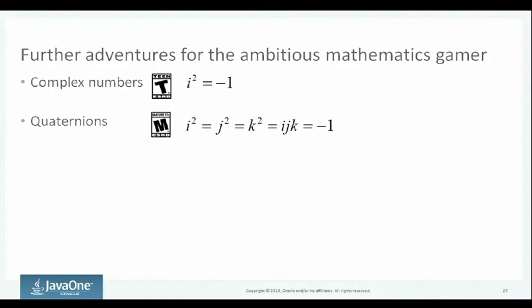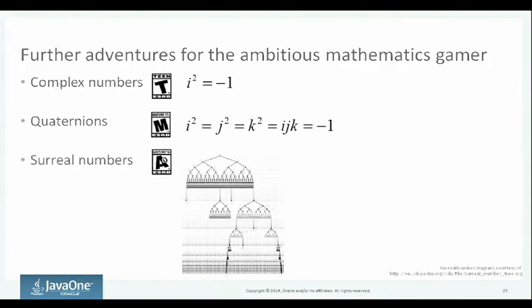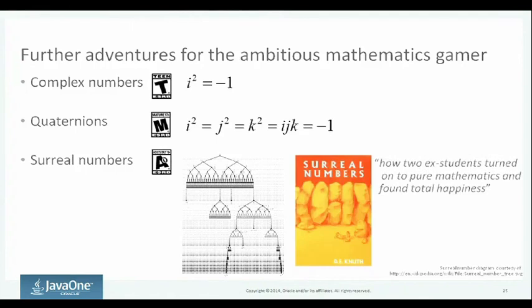And developed more recently in the 1970s are something called surreal numbers. So surreal numbers go to infinity and beyond. They're the largest ordered field you could have, depending on some assumptions. And they were invented by John Conway, who came up with the game of life. And Don Knuth was so inspired by this work from Conway that he actually wrote a little novella called Surreal Numbers. Now, this takes place as a dialogue between a man and a woman, and it's how two ex-students turned onto pure mathematics and found total happiness. So you can kind of think of it a bit as a trans-infinite shades of gray, and that's why it has this adult rating here.